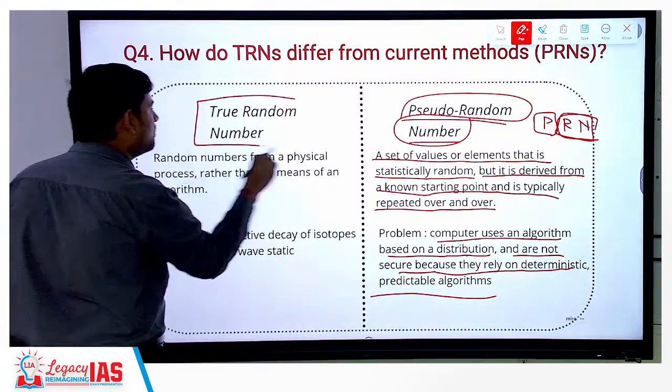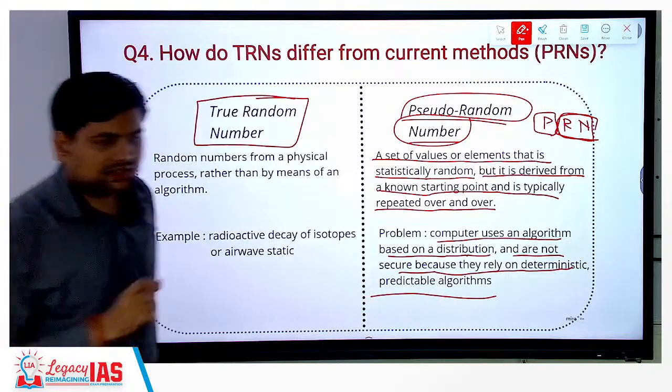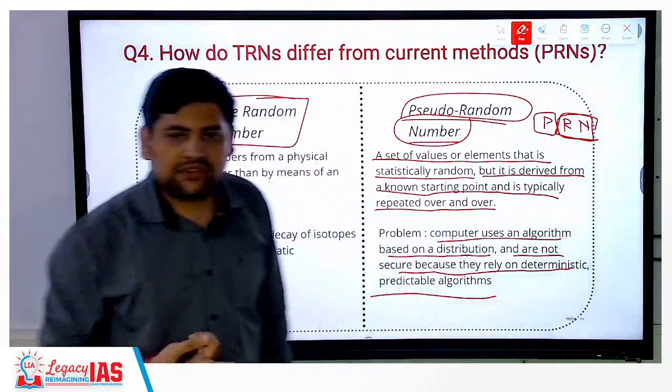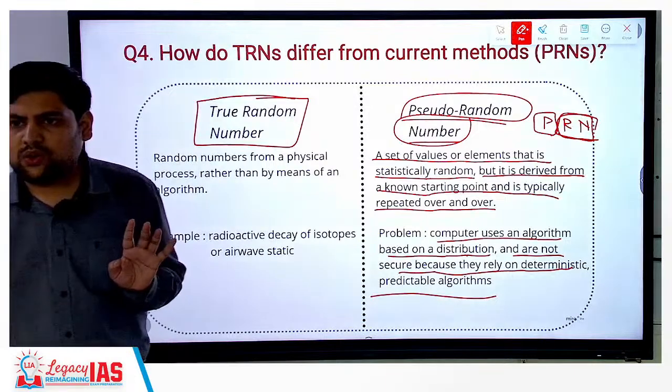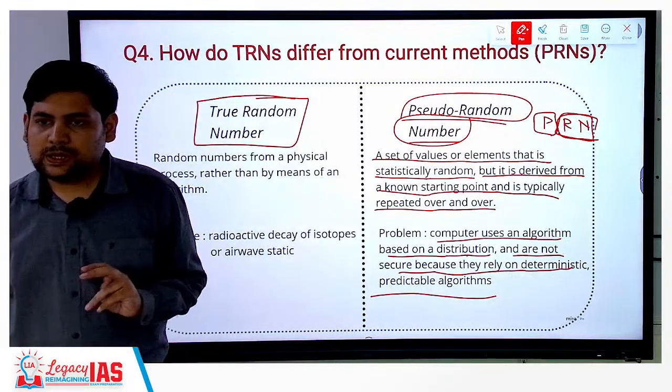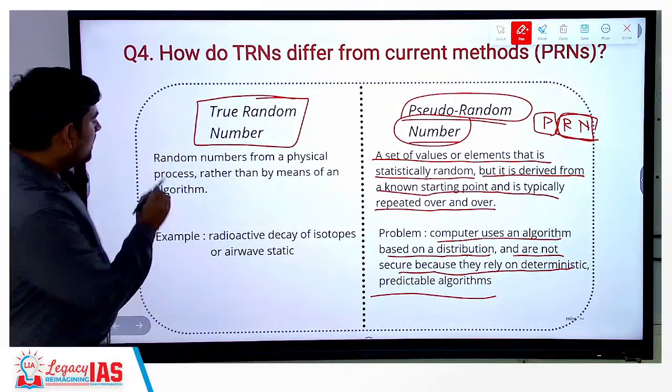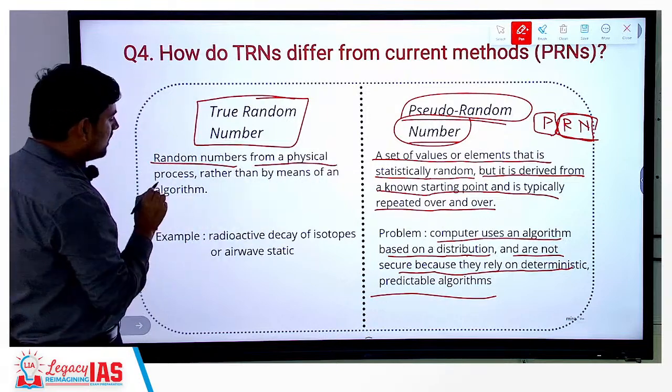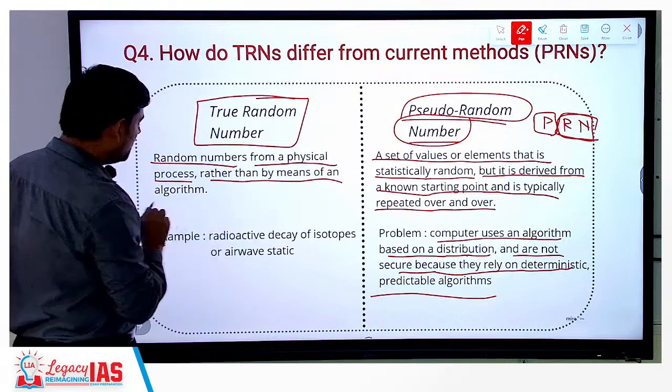Now you come to true random numbers. Scientists in Raman Research Institute have developed true random numbers. Now how can you make true random numbers? By generating random numbers from a physical process rather than by means of an algorithm.